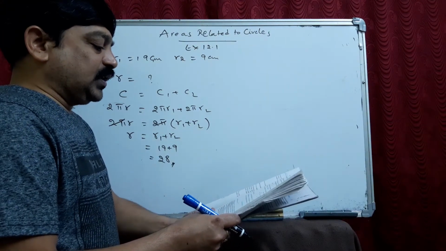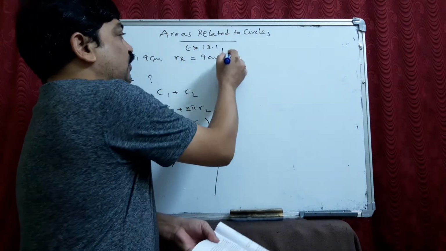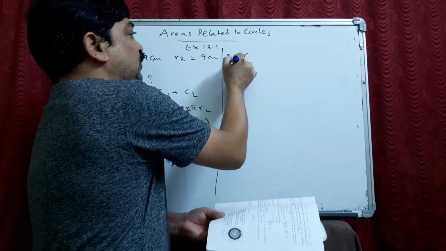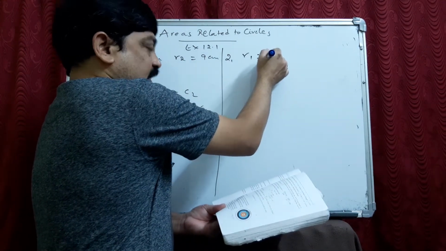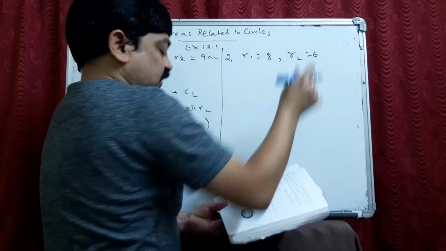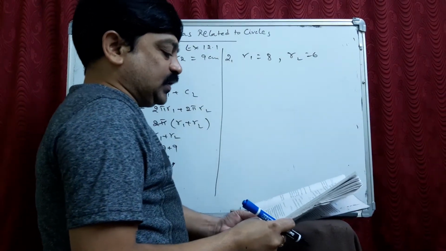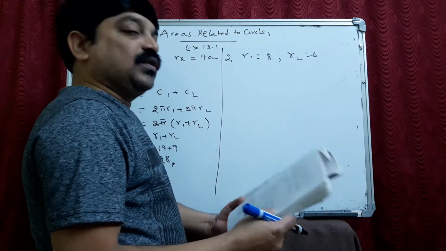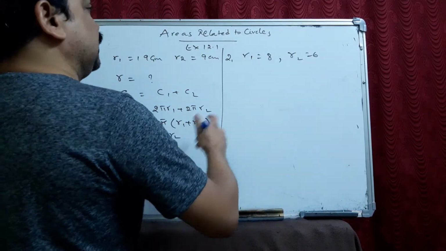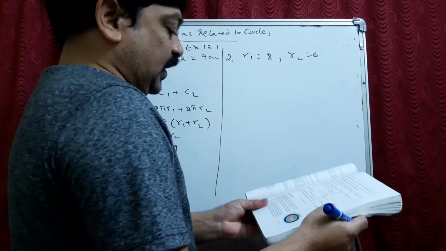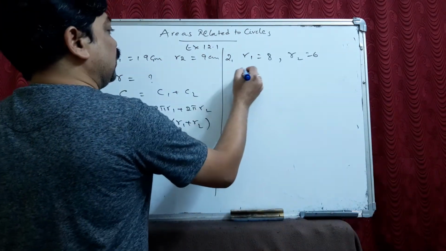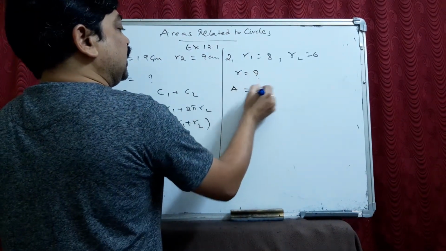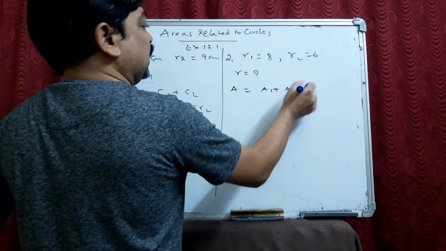Right. Now the second question. The radii of two circles are r1 equal to 8 and r2 equal to 6. Find the radius of the circle having area equal to the sum of the areas of the two other circles. The same concept: you need to find the radius of the new circle, r is equal to what, where the area is equal to the sum of the areas of the two circles.